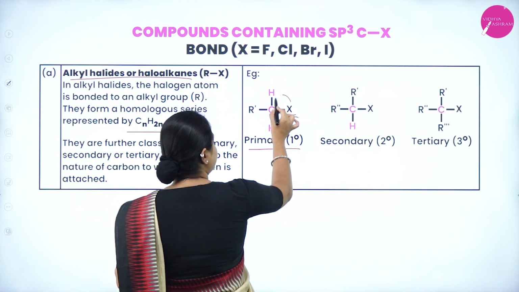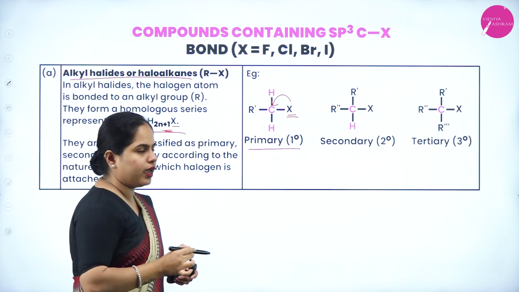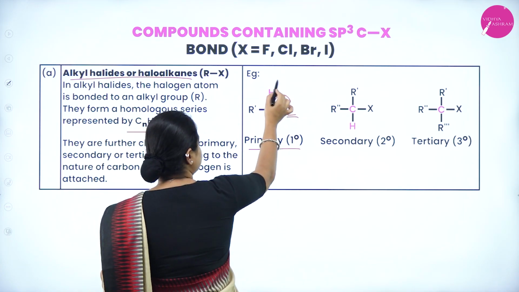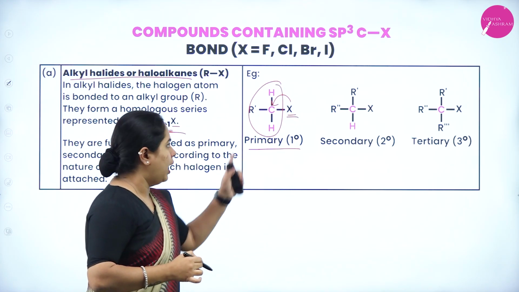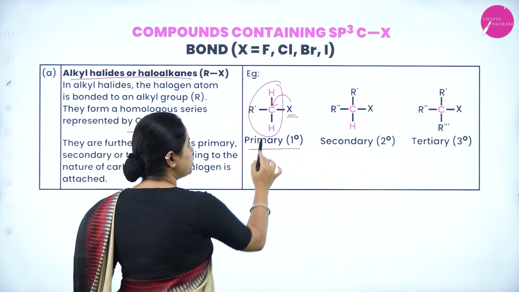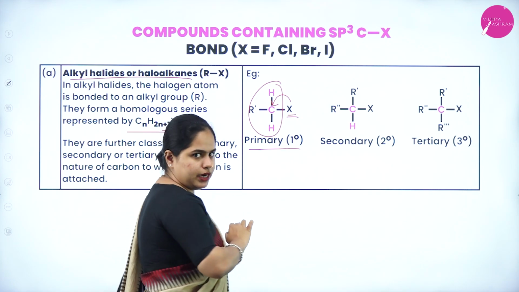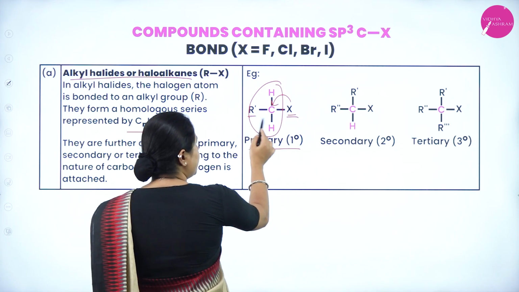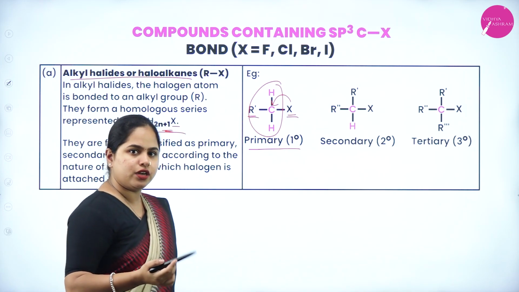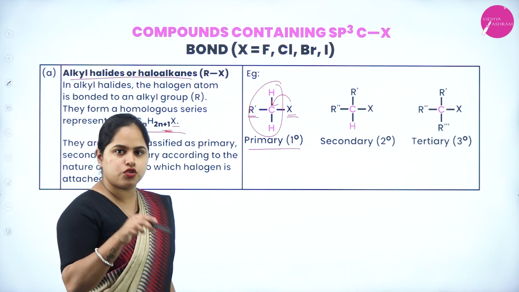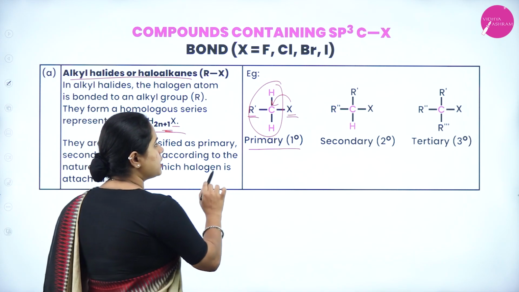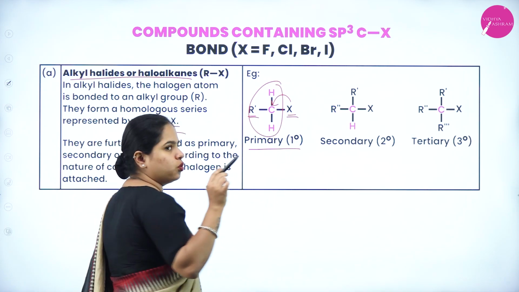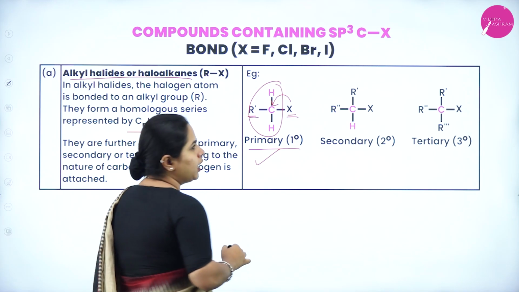A halogen atom is attached to a carbon atom, which is part of an alkyl group. This much is your alkyl group and this is your halogen. The halogen is attached to this particular carbon atom, which is further attached to how many carbon atoms? Only one. So this R dash is actually another alkyl group, which also contains a carbon atom. So this is how you have to see. If it is further attached to only one carbon atom, this will be primary.